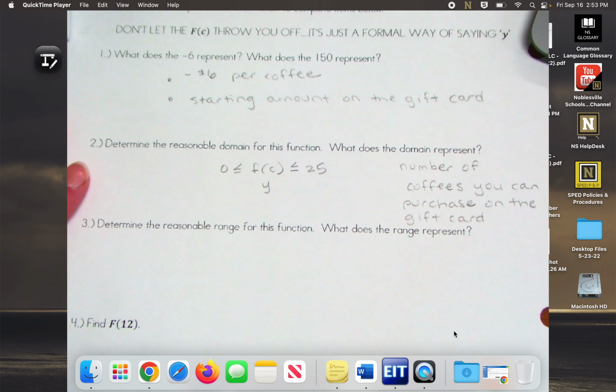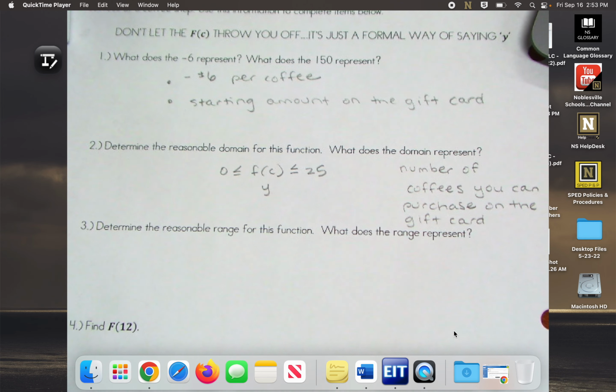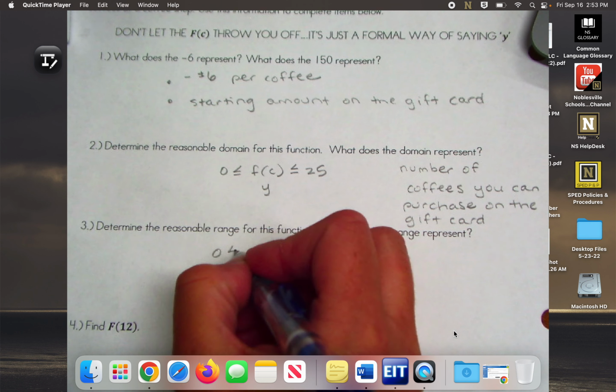Okay, so it represents the number of coffees you can purchase on the gift card. Okay, that's what it stands for. And then our range is pretty easy. We definitely have a limit. So what's my range? 0 to Sebastian? 150. 150, right? Because I have $150 on there.